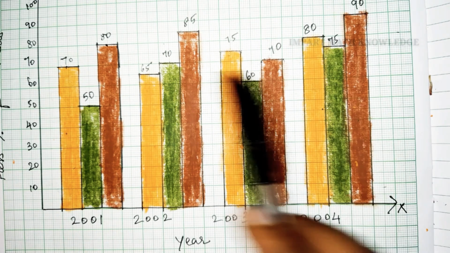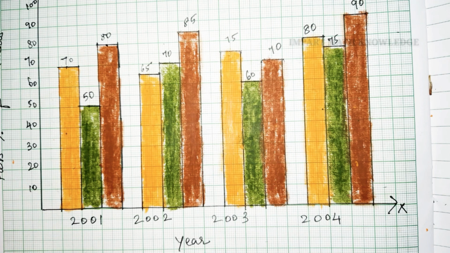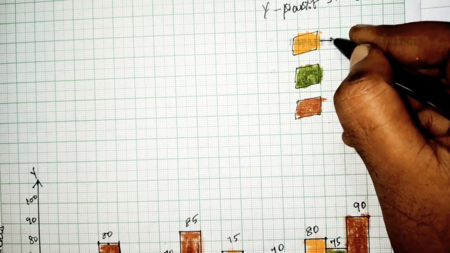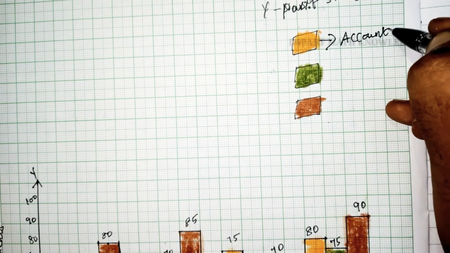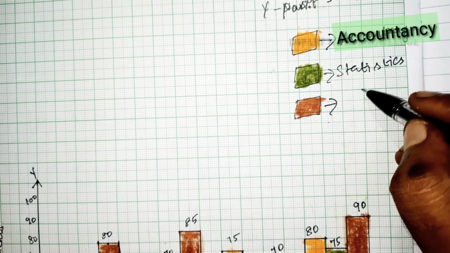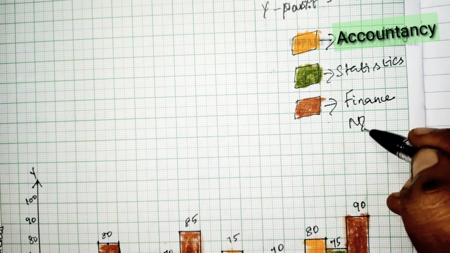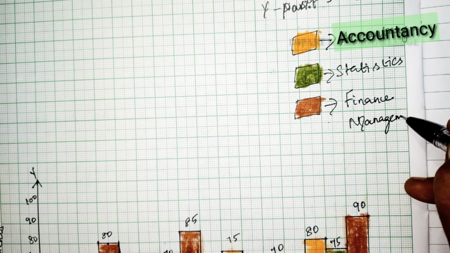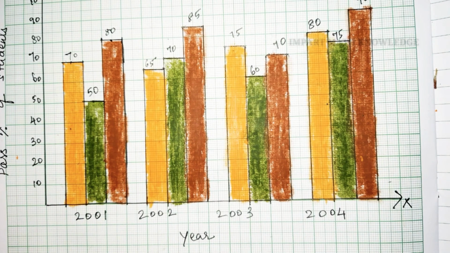You can give different shade for different subjects. After shading or coloring, you have to give the footnote for the markings. So orange is for accountancy, green is for statistics, brown is for finance management. So if you have more than one variable, you go with the multiple bar diagram.